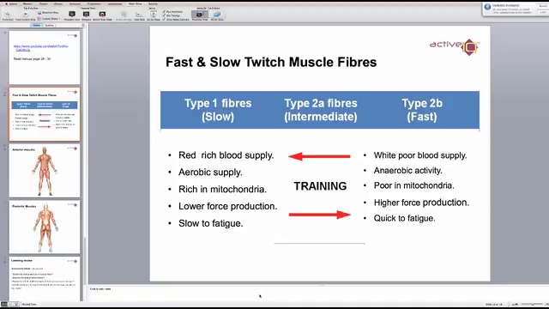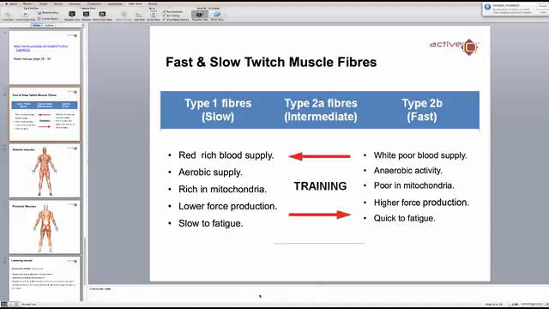And you also need to be aware of the little bullet points below. So it makes sense when you think about it. The ones that we're using all the time for long distance stuff have a rich blood supply. They're red because they've got more blood in them. They have lots of oxygen going to them, aerobic supply. They're rich in mitochondria, so they're able to produce more and do more work. They don't produce quite as much force, and they're slower to fatigue.